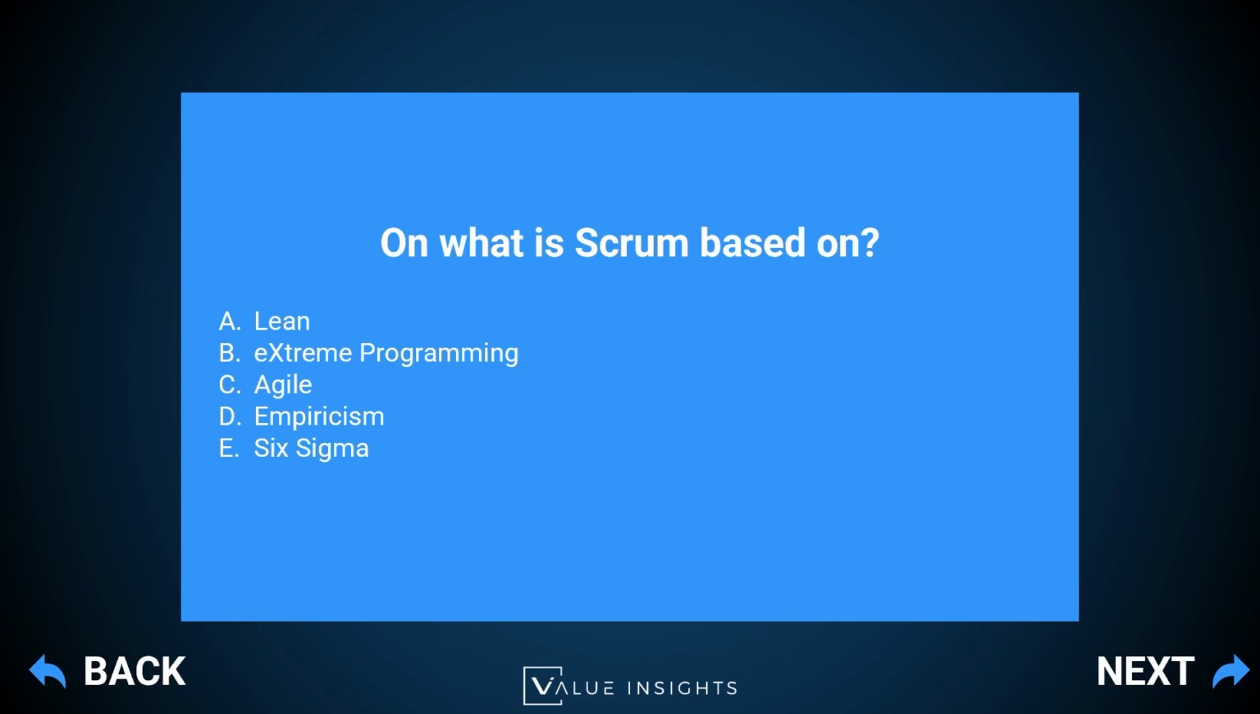Regarding extreme programming, you can actually combine elements of extreme programming with Scrum, especially in the early days. A lot of software developers were doing both, and it was working extremely well. Agile, actually, Scrum and extreme programming are parents of Agile. The founders of Scrum and of extreme programming were signatories of the Agile Manifesto. And Six Sigma is more from a total quality management perspective, but this is not what Scrum is based on.